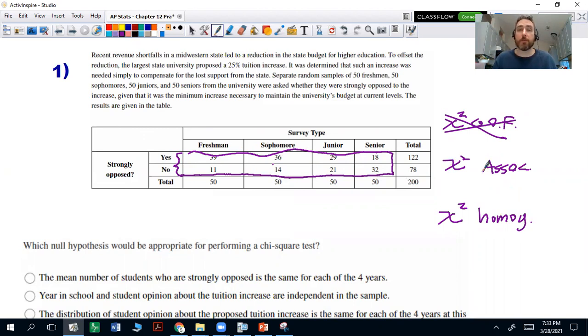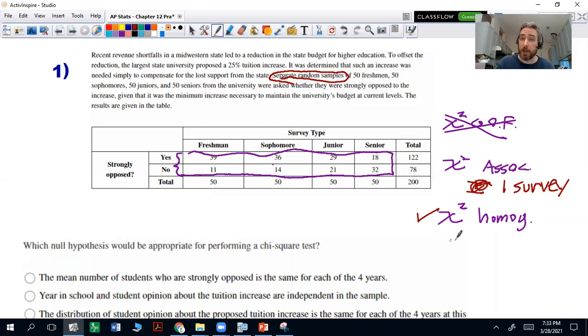Association would be if it's one big survey and if they're independent or not. And since this is multiple surveys, it would not be association. So for that, we're looking for one survey. Here we have multiple surveys, separate random samples. So since we have multiple random samples, it's going to be homogeneity. And for those, we're trying to determine the distribution of each of these. So is the distribution of strongly opposed versus opposed similar in freshman, sophomore, junior, senior, or is it different? So that's what we're looking for in our hypotheses.